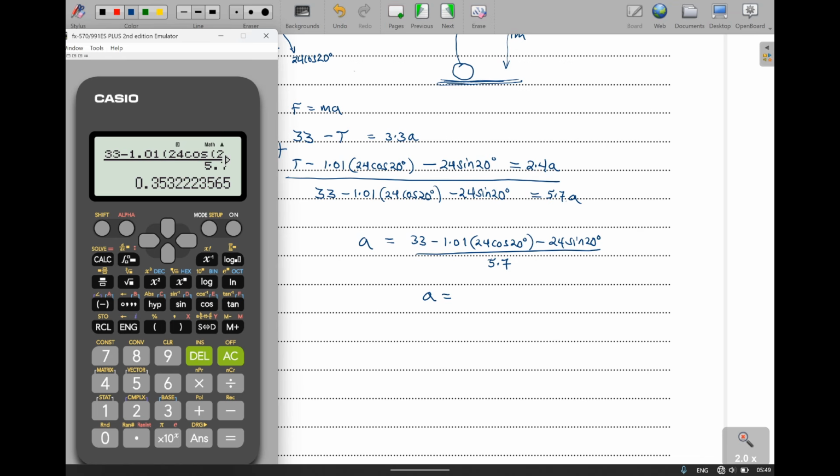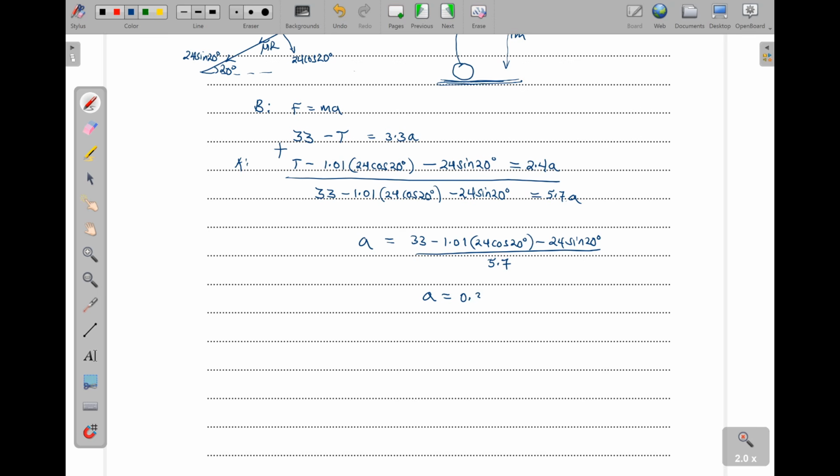0.353, and the rest of those figures, 0.35322, 2356, maybe 55. That is meters per second squared. So I can first keep that there.